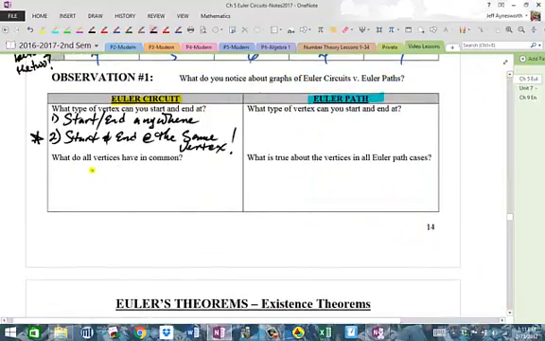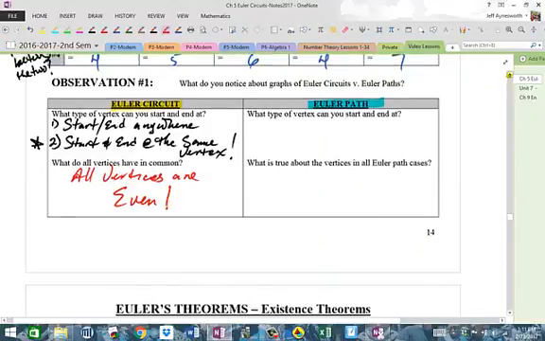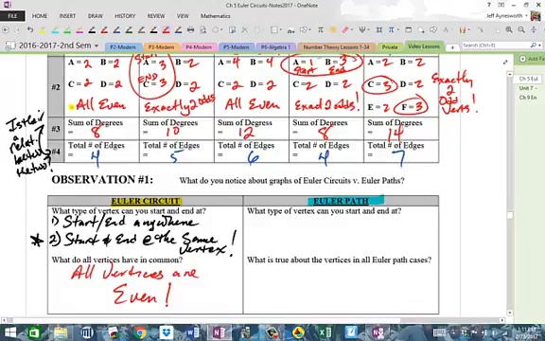So all vertices are even. Remember that. And the simple case is right up here. There we go. Graphs 1 and 3.